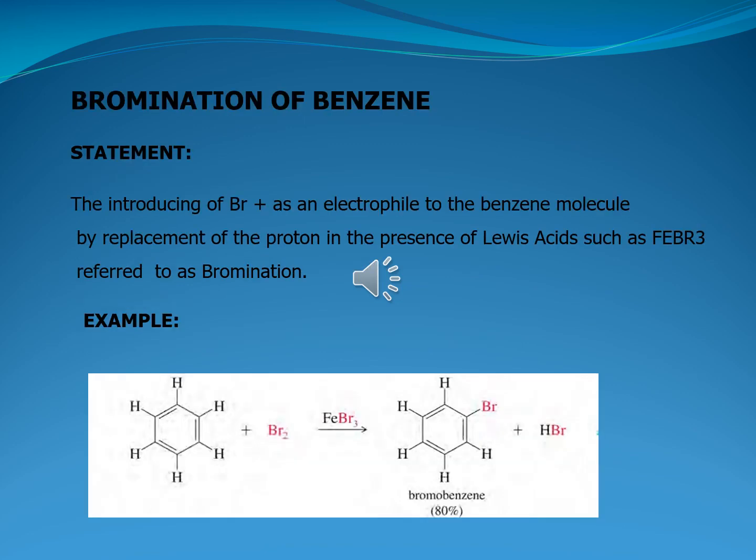Today we will discuss the bromination of benzene. Let's see what bromination is. Bromination falls under halogenation, which is an example of electrophilic aromatic substitution. In electrophilic aromatic substitution, a benzene is attacked by an electrophile, which results in substitution of hydrogen.